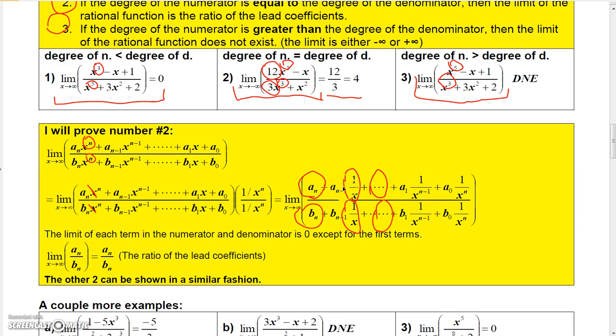Well, what's going to happen? You know that 1 over x goes to 0, 1 over x squared goes to 0, 1 over x cubed goes to 0, and so forth. So when you take the limit as x goes to infinity, all of these terms disappear, they go to 0, and so all you have is this ratio of a sub n over b sub n. So that's just the ratio of the lead coefficients. And you could show the other two in a similar fashion.